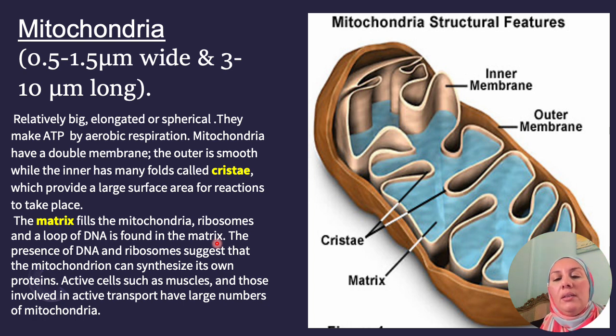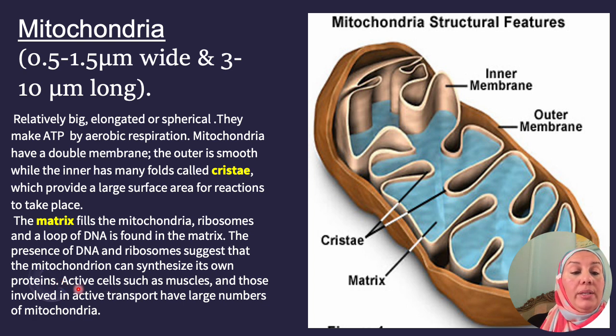DNA is usually inside the nucleus. What brings the DNA here? Well, that also made scientists think. And they found that the presence of the DNA and ribosomes will help the mitochondria synthesize its own proteins. That's useful because this organelle is going to make energy for the cell. So if it's able to make its own proteins, its own enzymes, that would be useful.